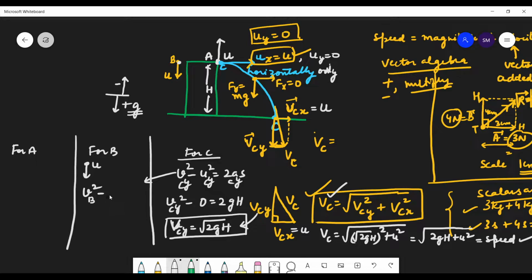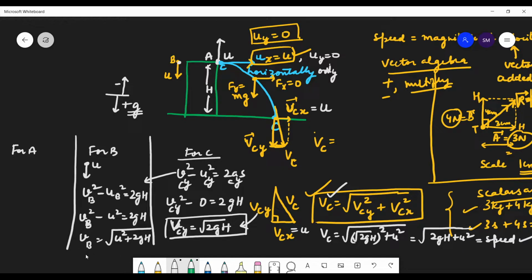So Vb square minus u square is equals to 2gh. Now Vb square minus what is ub? So initial velocity was u, so you can write here Vb square minus u square is equals to 2gh. So this is the velocity of B. So this u square will go that side and it will be plus. Now this square will become square root.